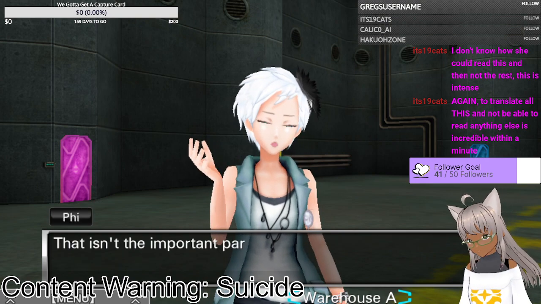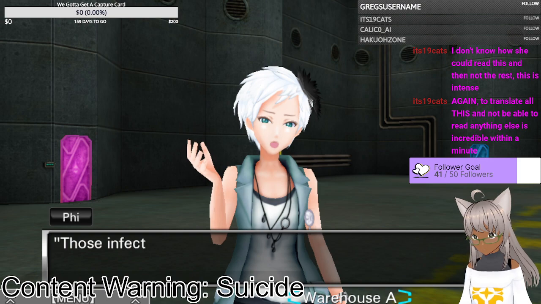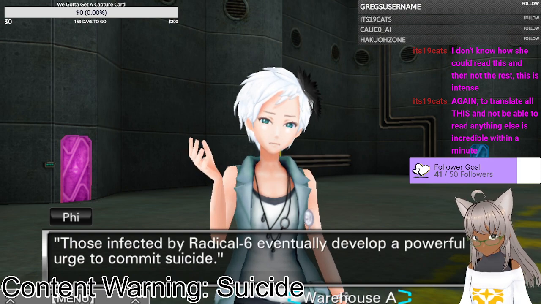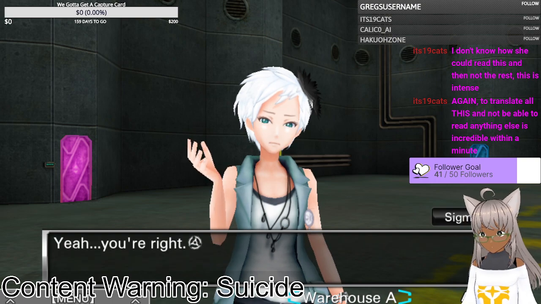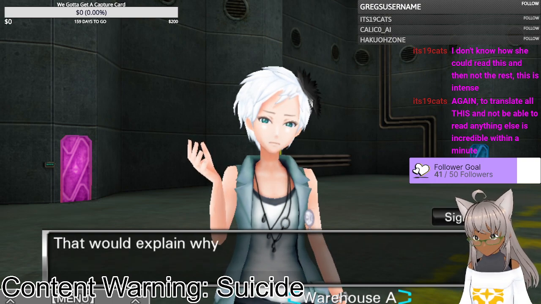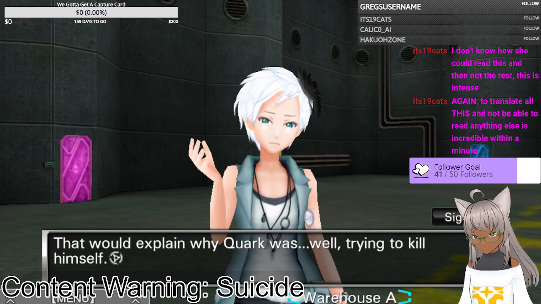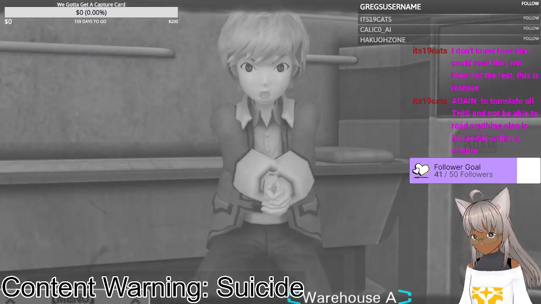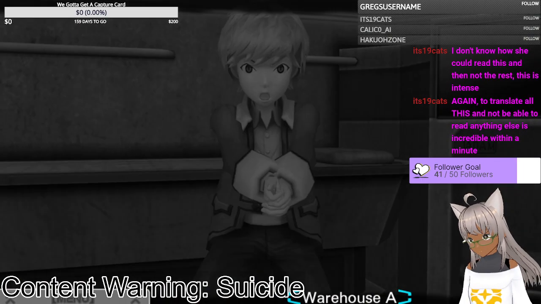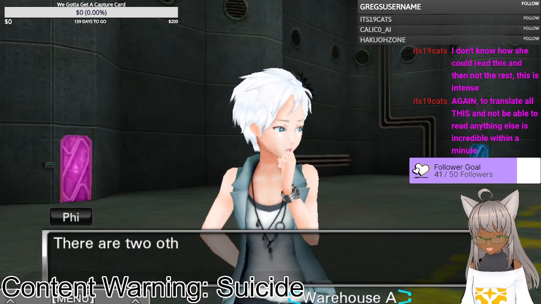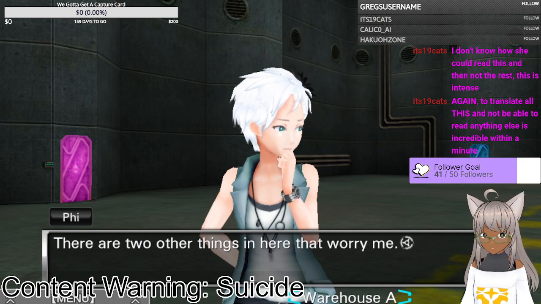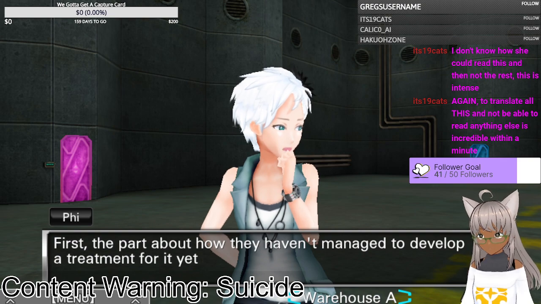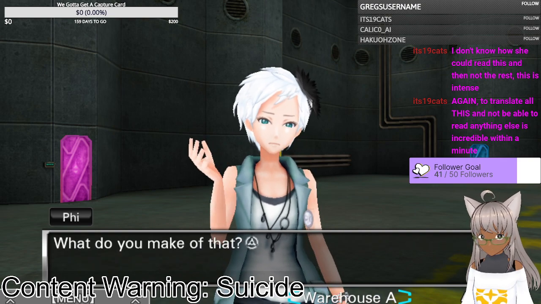That isn't the important part. Those infected by Radical 6 eventually develop a powerful urge to commit suicide. Yeah, you're right. That would explain why Quark was... Oh boy. There are two other things in here that worry me. First, the part about how they haven't managed to develop a treatment for it yet. What do you make of that?